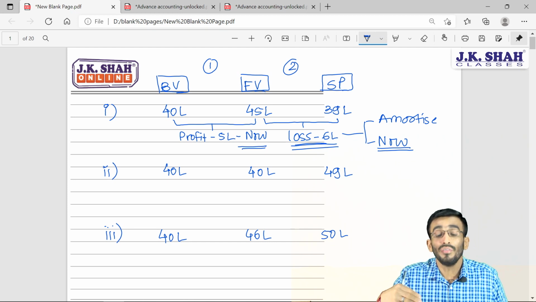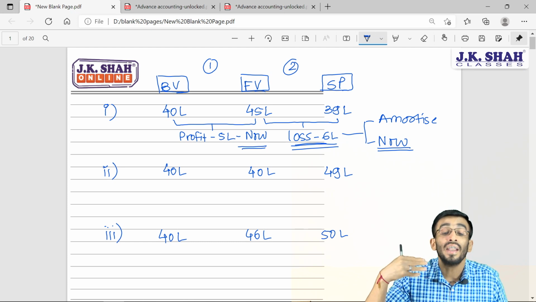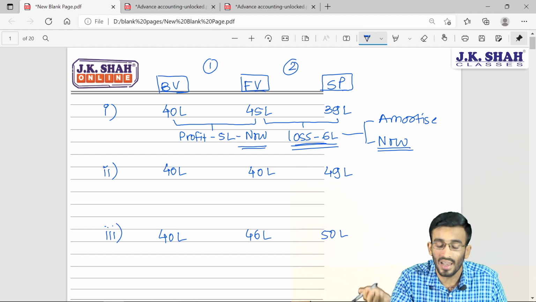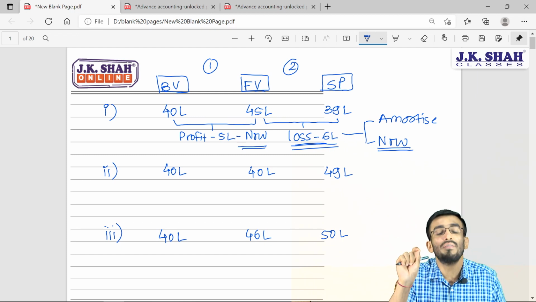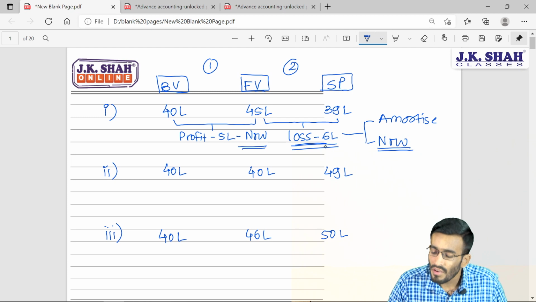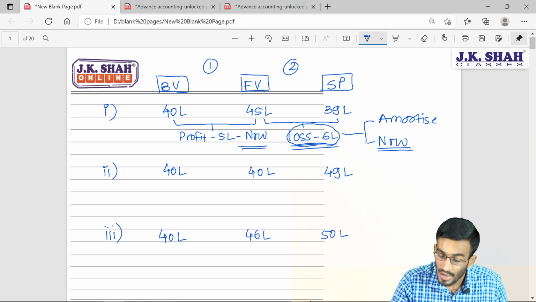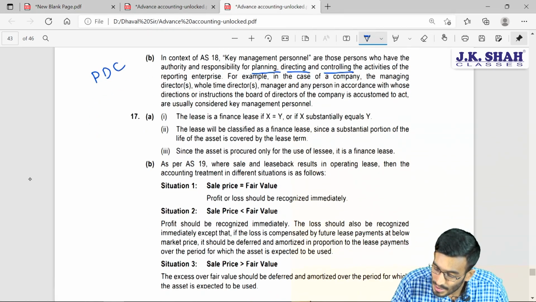And if this loss is going to be compensated by future lease rentals, or I can say reduction in future lease rental, in that case we will recognize 5 lakh of profit right now and we will amortize this loss of 6 lakhs over the term of the lease. So you can see the answer is mentioned here.